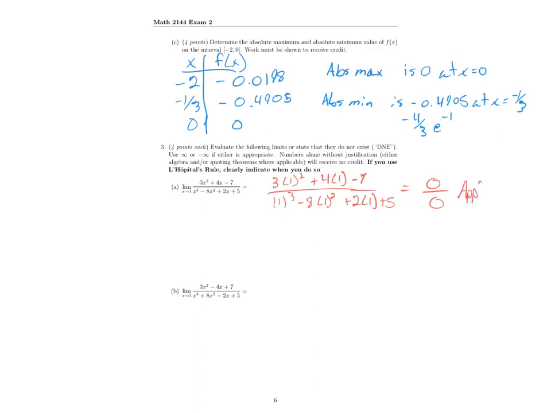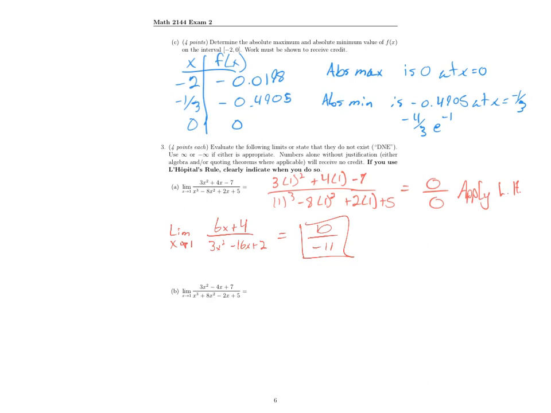So I'm going to say apply L'H for L'Hopital. So that means we're going to take the derivative of the top and bottom. So we're going to take now the limit as x goes to 1 of the derivative of the numerator, which is 6x plus 4, over the derivative of the denominator, which is 3x squared minus 16x plus 2. Taking this limit, we're going to get 10 over negative 11. So the limit is 10 over negative 11.